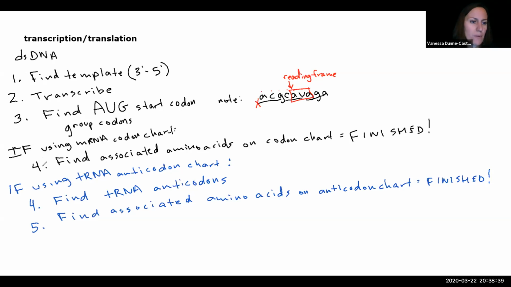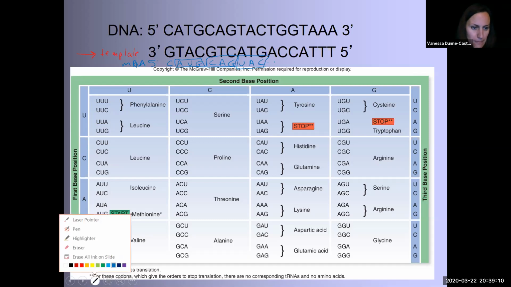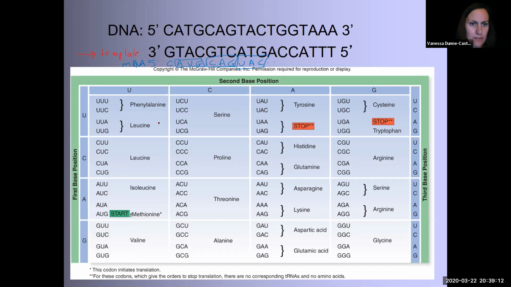And then step four, we have to decide if we're moving from here with the blue, black, or with the blue. So the prompt says, if you're using an mRNA codon chart, which is exactly what we are using, then we just move to step number four, find the associated amino acids on the codon chart, and then we're finished. So let's go back up there to our PowerPoint. So here we are, we've identified our start codon and our subsequent codons. Now all we've got to do is look these guys up on our codon chart. Let me give you the first ones as examples for you.